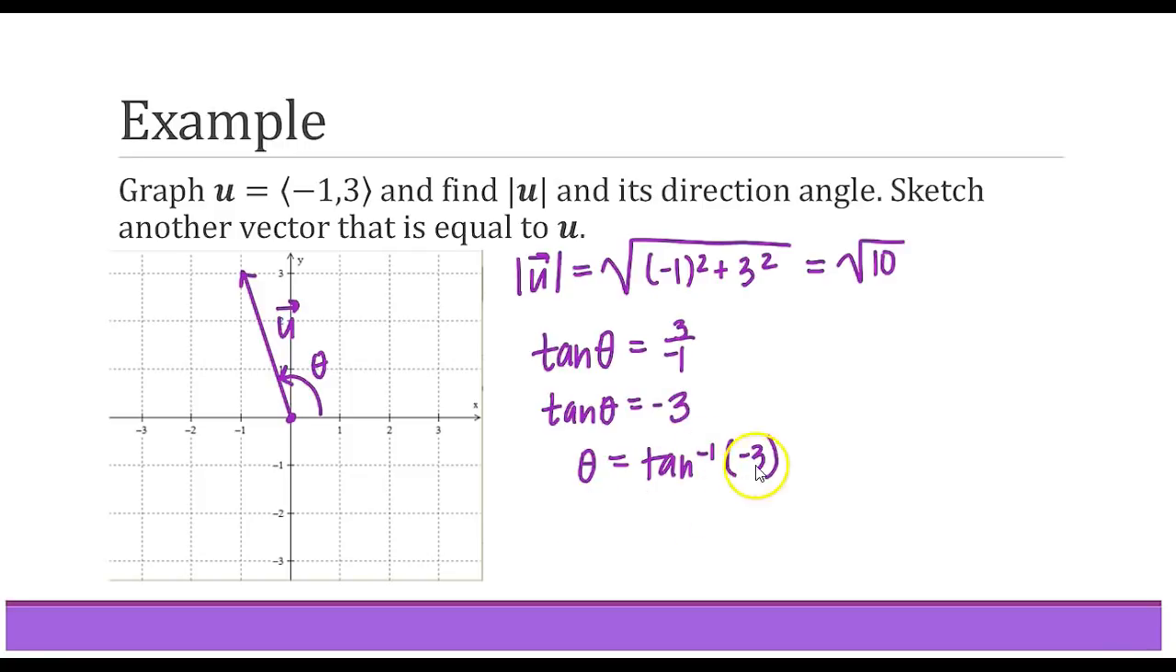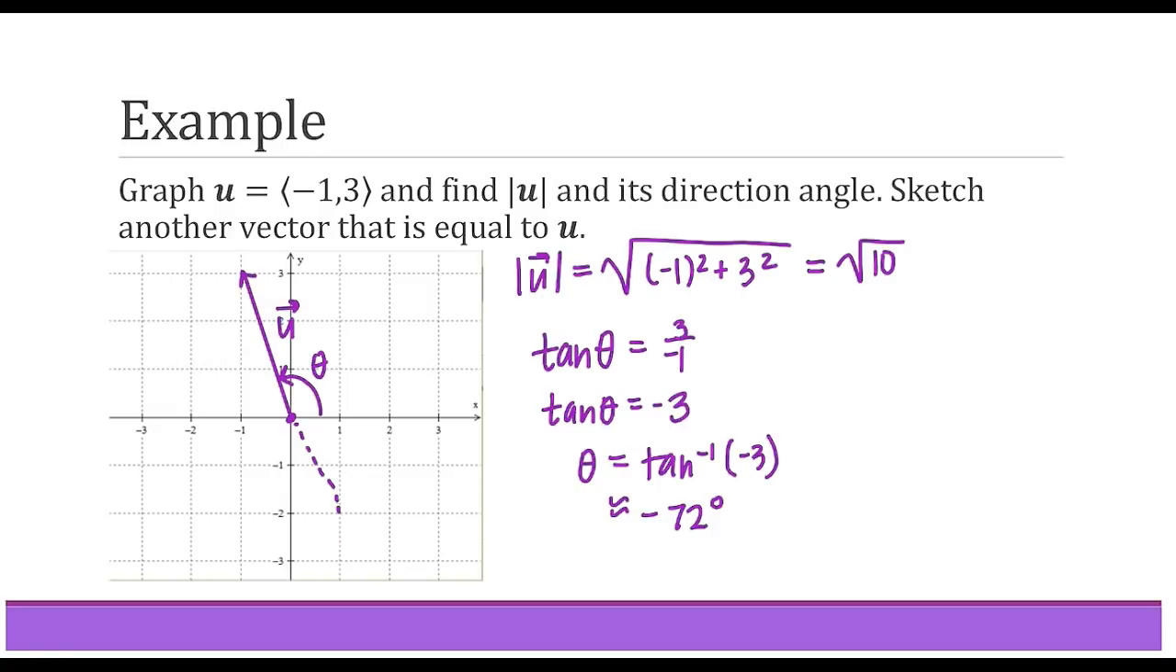If I were to substitute this into my calculator, because this is not a value I can evaluate without a calculator, I would get approximately negative 72 degrees. The reason for that is because tan inverse, of course, only gives us values in quadrants 1 and 4. So this negative 72 degrees here is actually down here.